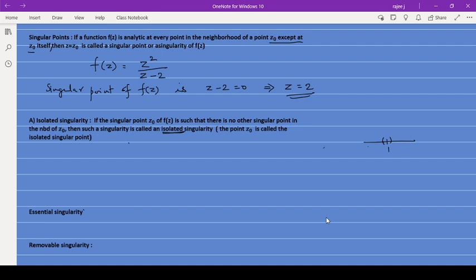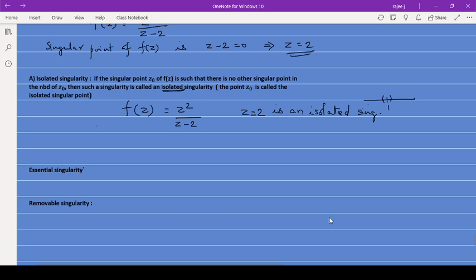Say for example, if f of z is equal to z square upon z minus 2, that is somewhat the same as this singular point only, then here z equal to 2 is an isolated singularity. Okay, means except at that point, every other point in the given region, this function is analytic. So that depends on the region where it is defined. So except at z equal to 2, this function is analytic. Okay, so that z equal to 2 is the isolated singularity.